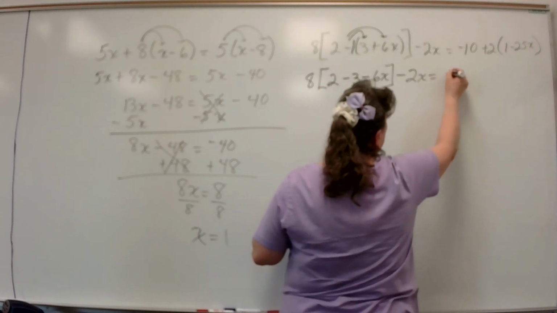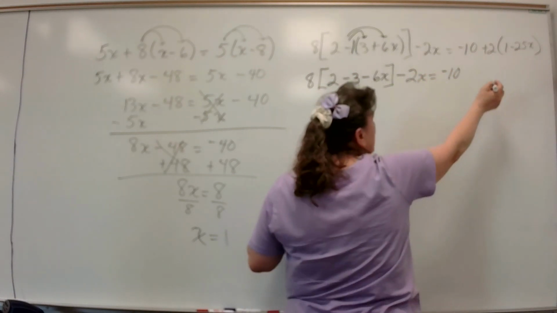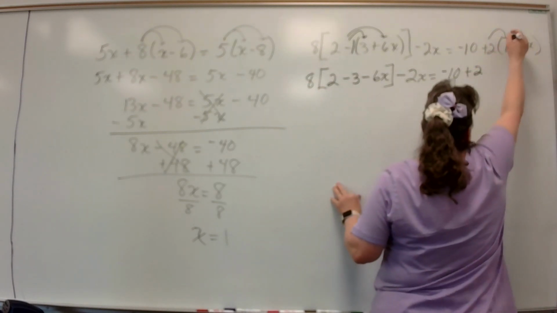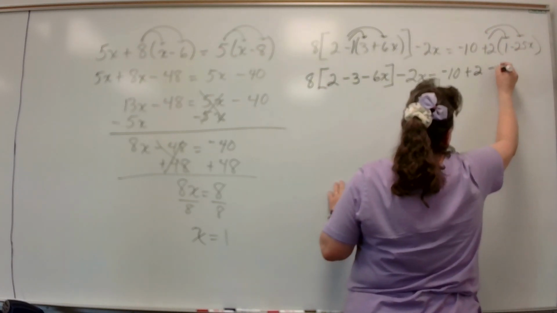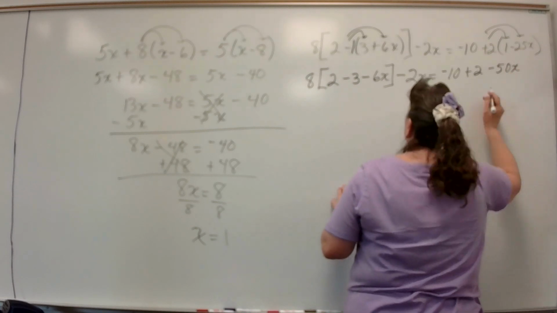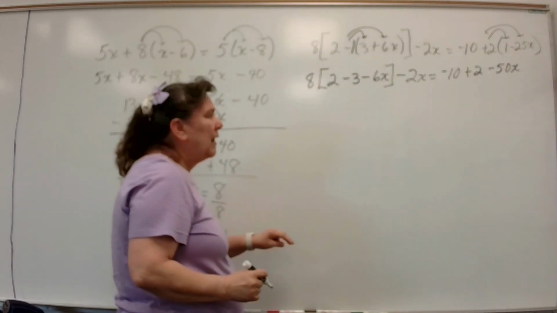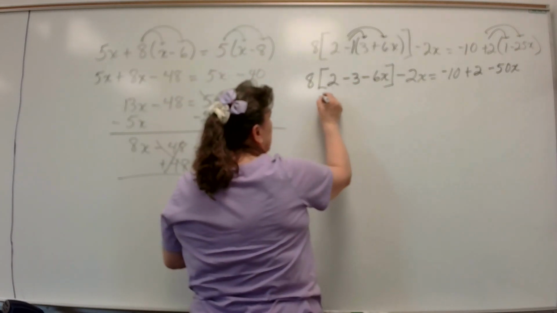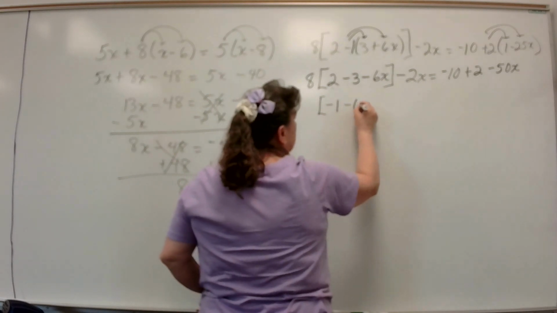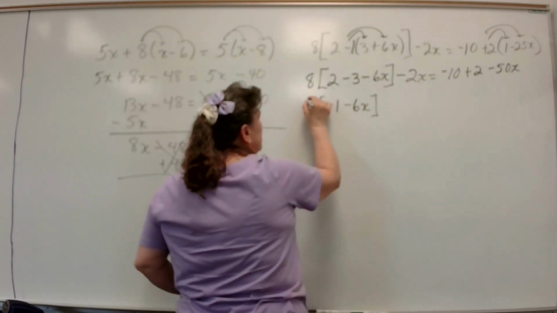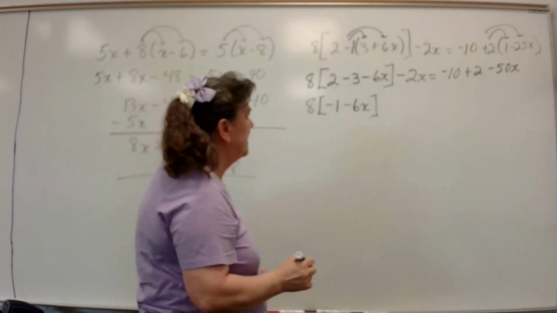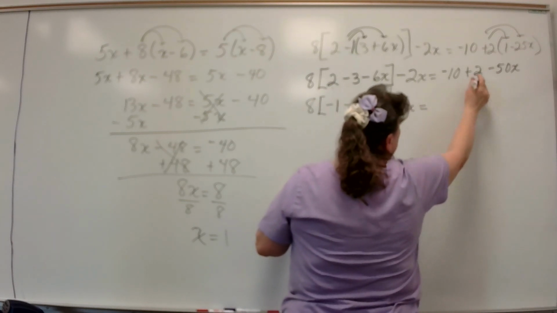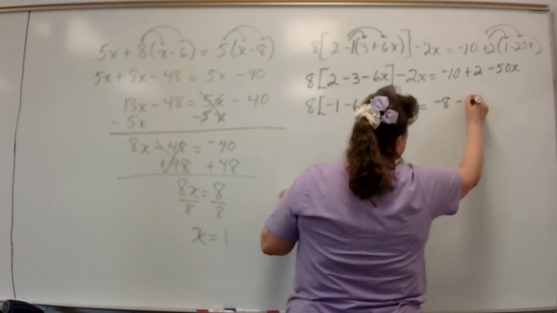Minus 2x is equal to negative 10. Let's go ahead and do this parentheses too. 2 times 1 is a plus 2. A 2 times a negative 25x is a negative 50x. Okay, we can simplify inside this bracket. 2 minus 3 is going to be a negative 1 minus 6x. And don't forget, outside the bracket, we still have that 8, which multiplies that. Minus 2x is equal to negative 10 plus 2, which is a negative 8, minus 50x.